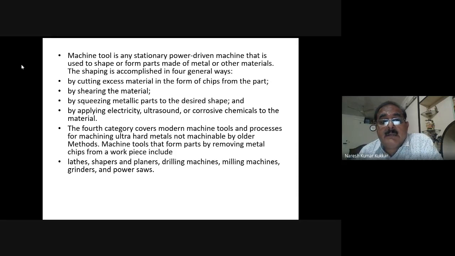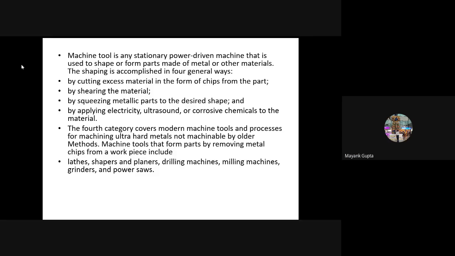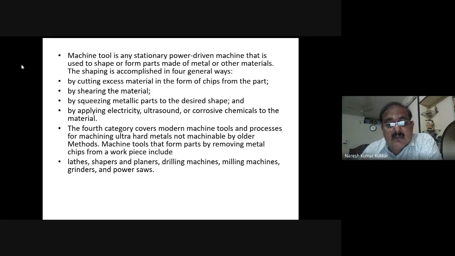Second is by shearing material. Shearing is cutting the material in a direct way, not in the form of chips, but in a parallel way. Third is by squeezing metallic parts to the desired shape. We will understand these with examples, where some form of pressing or squeezing is used. We can call it forging. We will discuss them one by one.